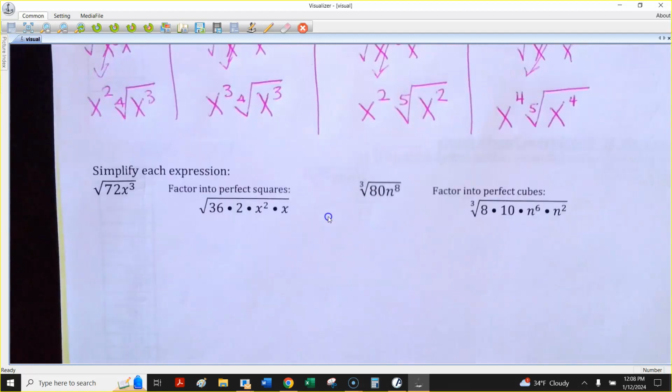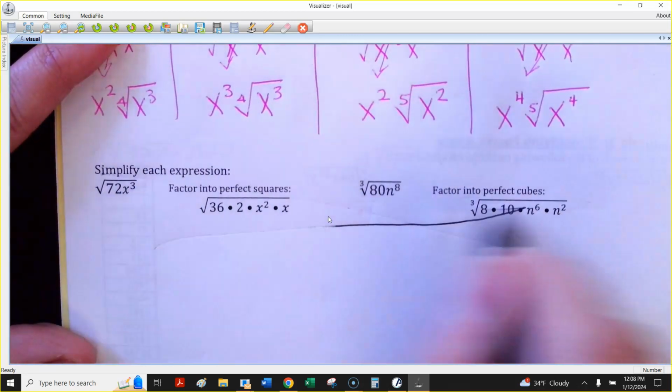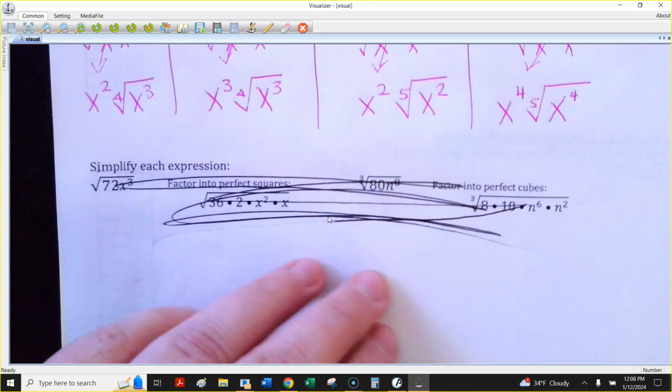Okay, we're just gonna skip these two problems here, because I want to do a factor tree instead, because that seemed to be easier for everybody. So let's just not worry about these two. We'll just do the ones on the back.